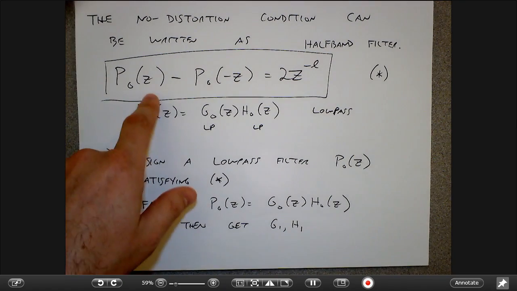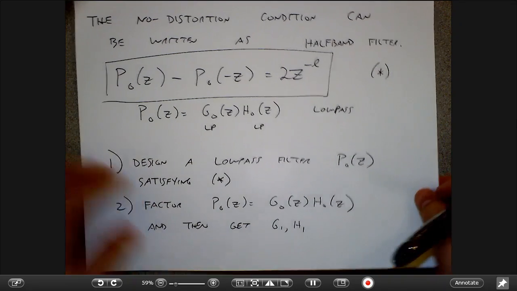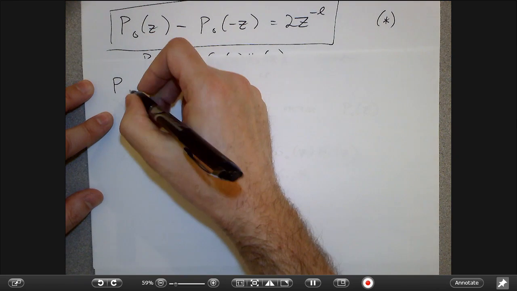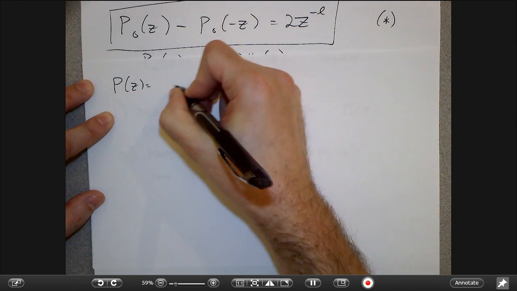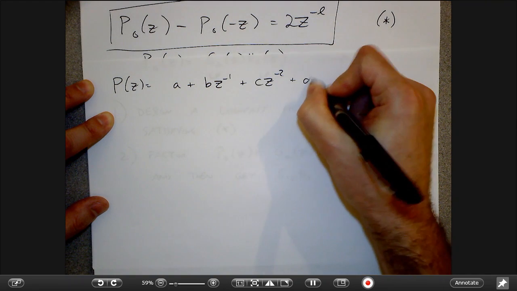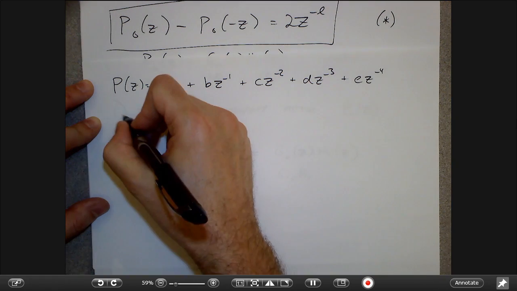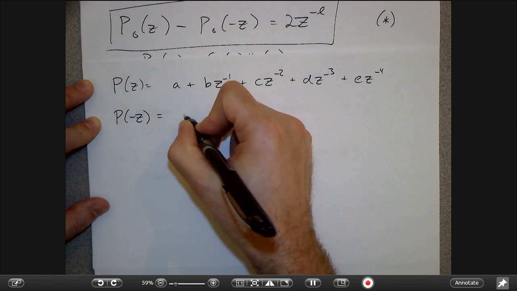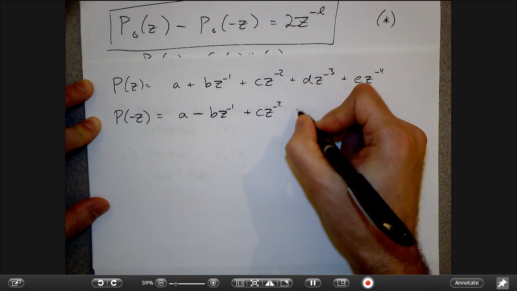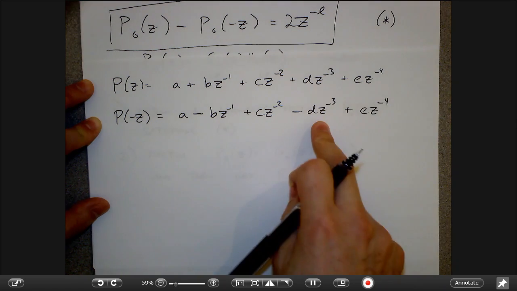And again, let's think about what this condition implies. Okay, so let me just do a quick example. Let's suppose I have some generic thing. Suppose I have P of Z equal to A plus BZ inverse plus CZ inverse like this. And then what is P of minus Z? Well, it's going to be A minus BZ inverse plus this. So basically that's going to flip the odd valued things because of the evenness.